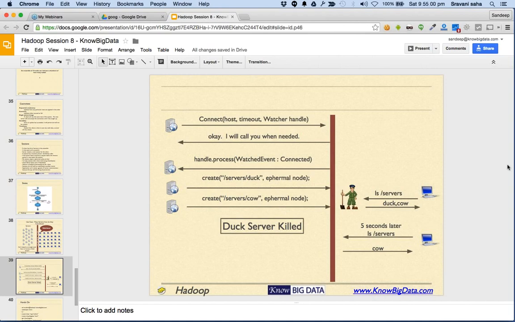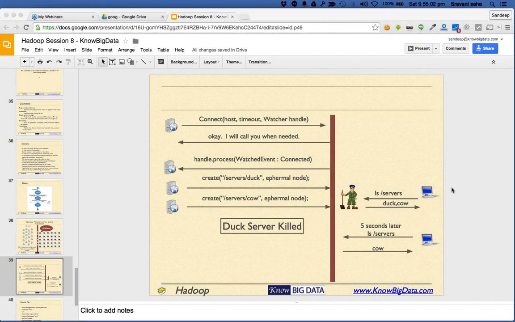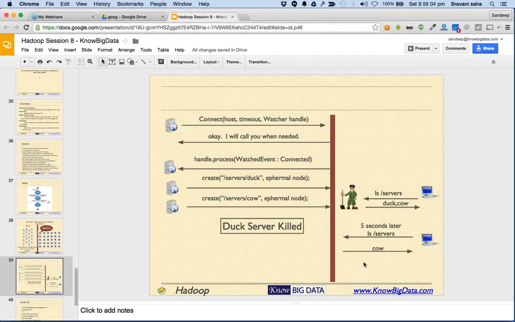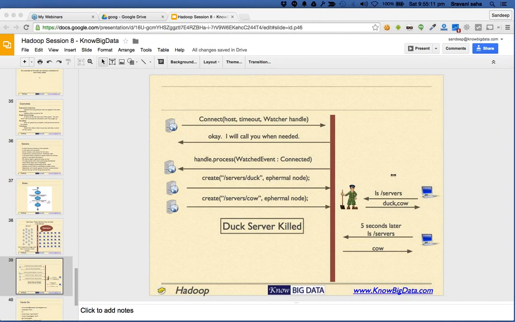Okay, so this way the whole attendance list works, and the client does not need to keep on pinging the server and asking it. All right.